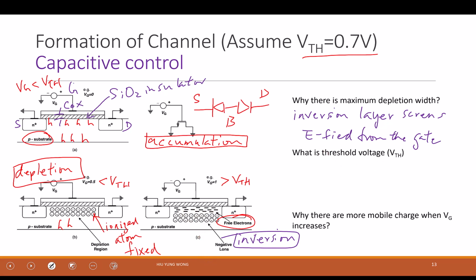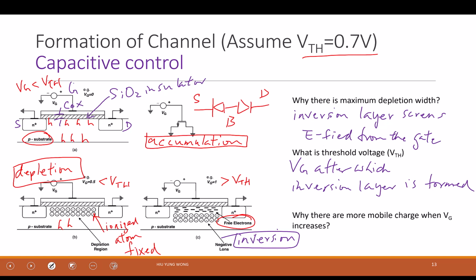What is threshold voltage? I think you know that, right? It is the gate voltage, just the VG, after which the inversion layer is formed. Okay, so I hope you remember this. What is threshold voltage? Keep increasing VG. After that, the inversion layer is formed. That's why it is called threshold voltage.